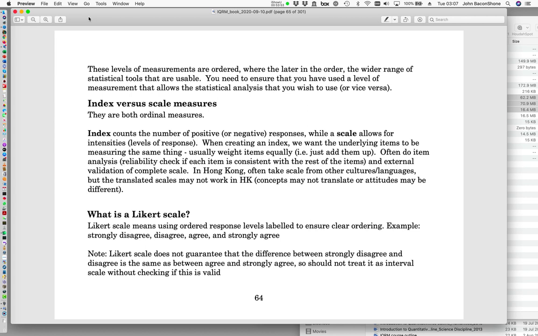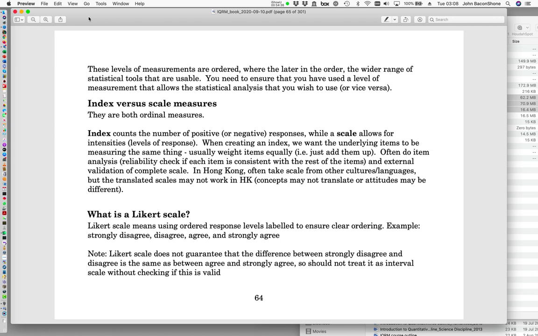So for example, if we're creating an index, we obviously want the underlying items to be measuring the same thing. Usually we weight the items equally, but we may weight them differently. We often do what we call item analysis, which is a form of reliability check to check that each item is consistent with all the rest of the items, that they're measuring the same thing. And we may also try to do an external validation of the complete scale. As I mentioned, we have to be careful because the scales, when you translate them, they may not always work in quite the same way.